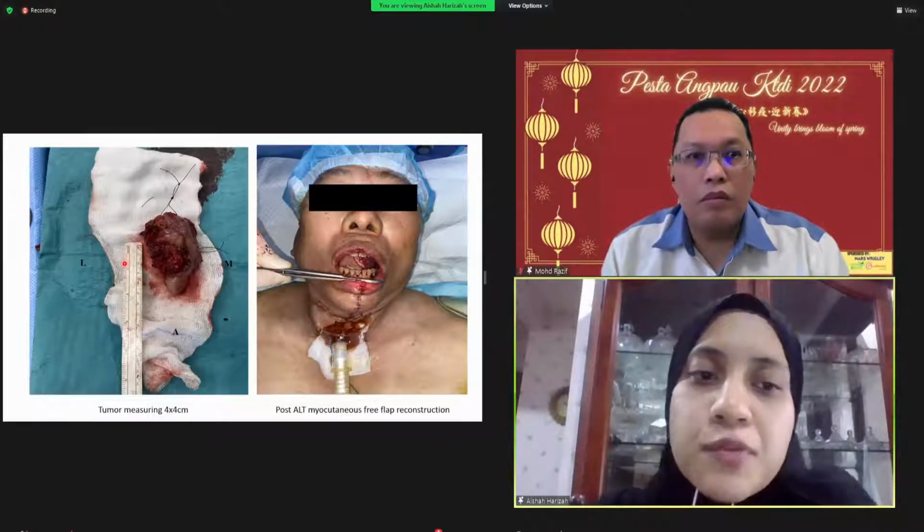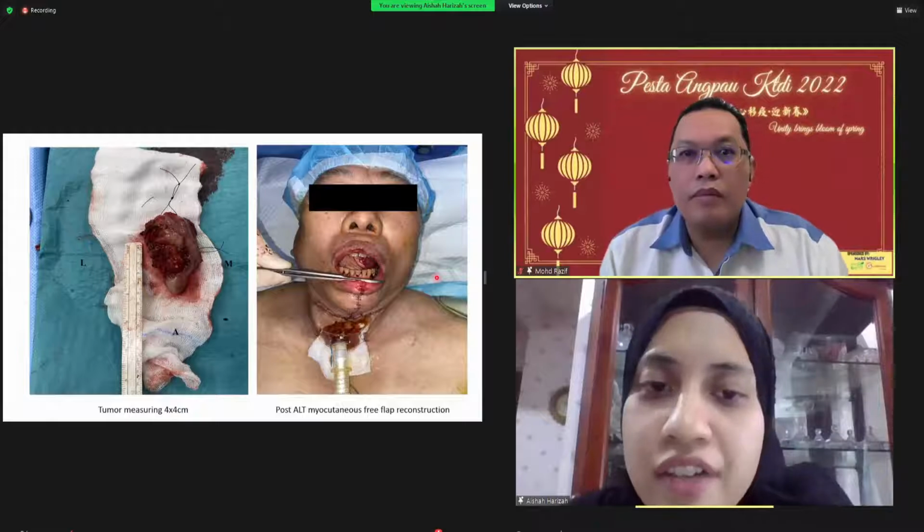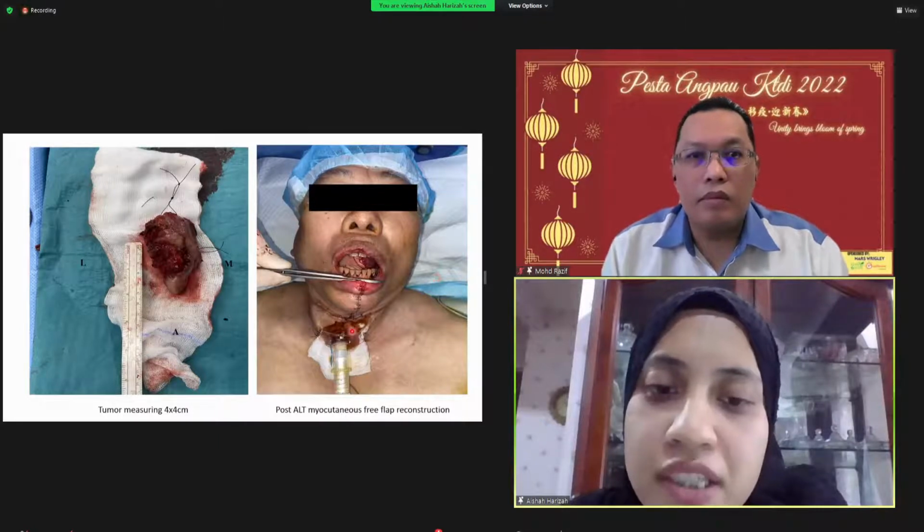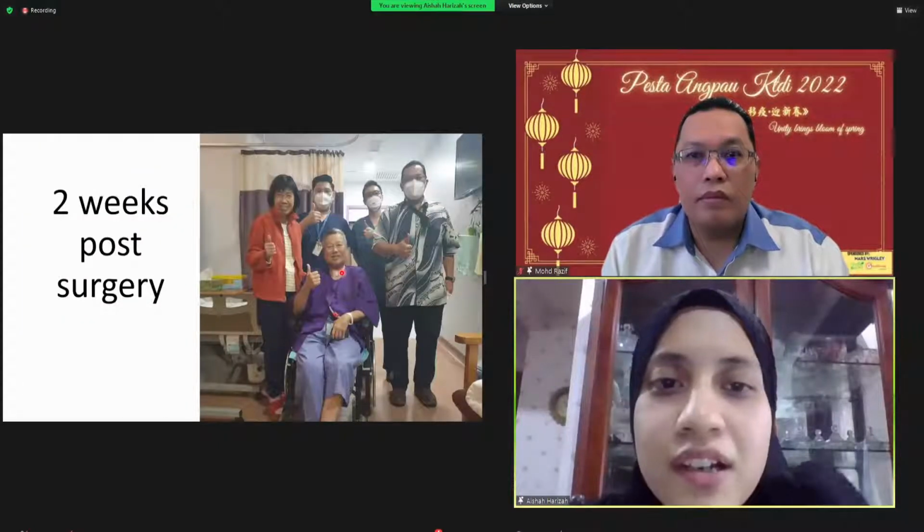Two weeks post-surgery, patient is recovering well. Please note that the tracheostomy is already decannulated. Patient is already ambulating using a wheelchair, and he is well post-surgery.